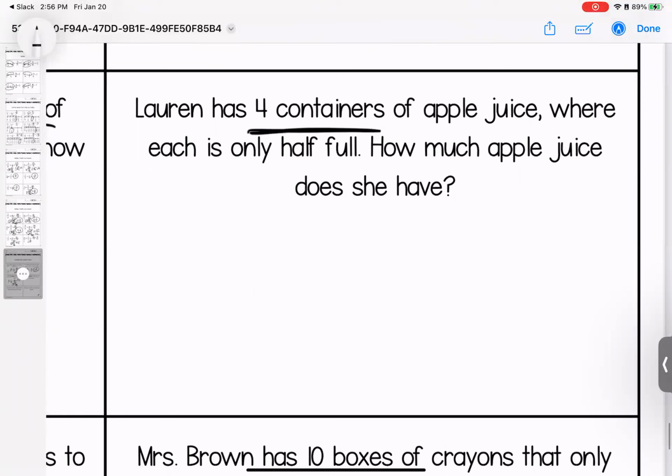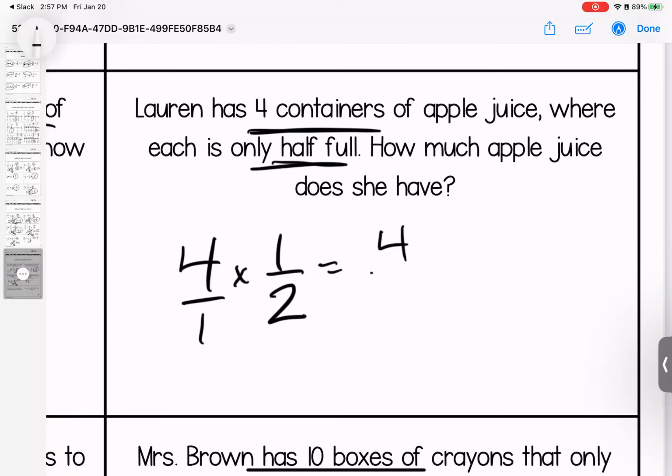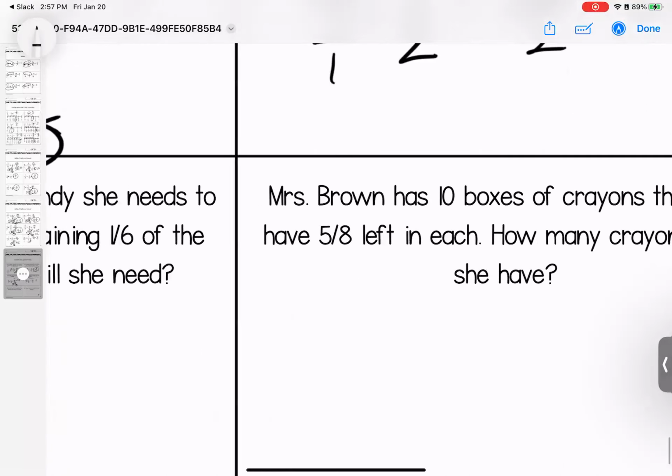Lauren has 4 containers of apple juice where each is only half full. How much apple juice does she have? 4 containers. Each is 1/2 full. 4 times 1 is 4. 1 times 2 is 2. 4 divided by 2 is 2. She has 2 full containers of apple juice.